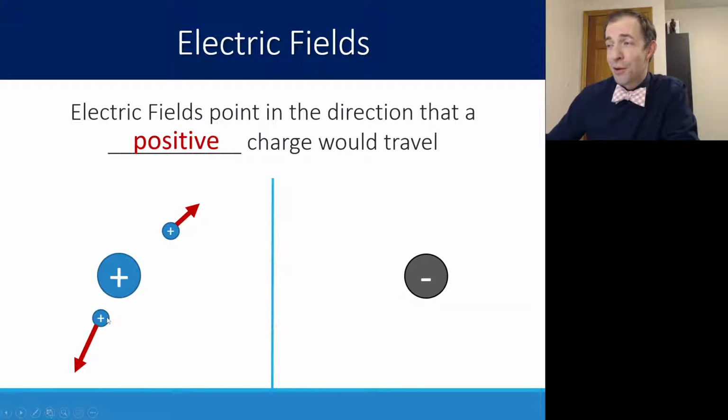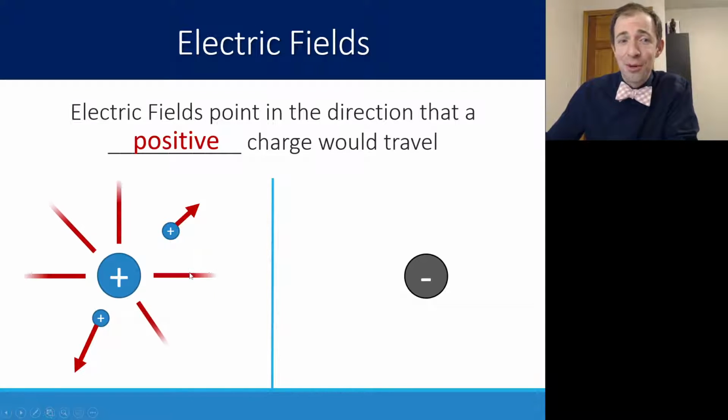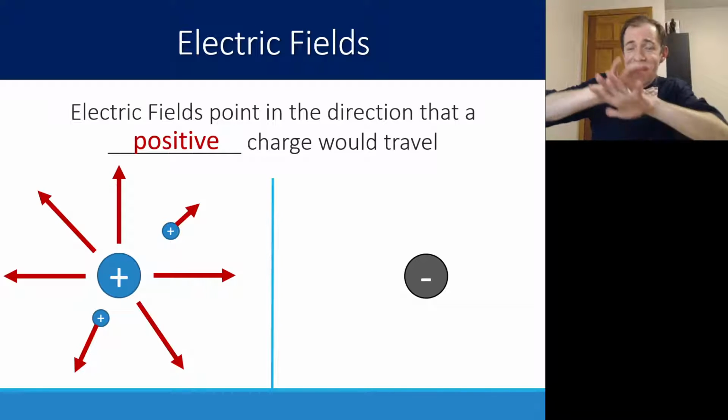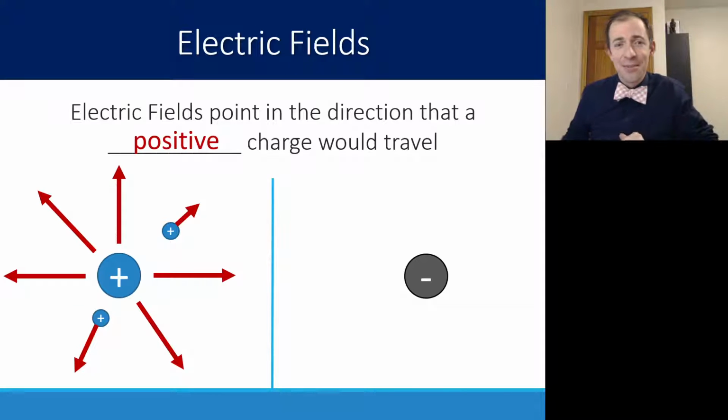Notice here, the closer it was, the longer that force arrow, that force vector is drawn, because it's going to experience more force with less distance. Well, anywhere that I place this, I'm going to find that that positive test charge is pushed away. So my electric field is going to be pushed outward in these directions.